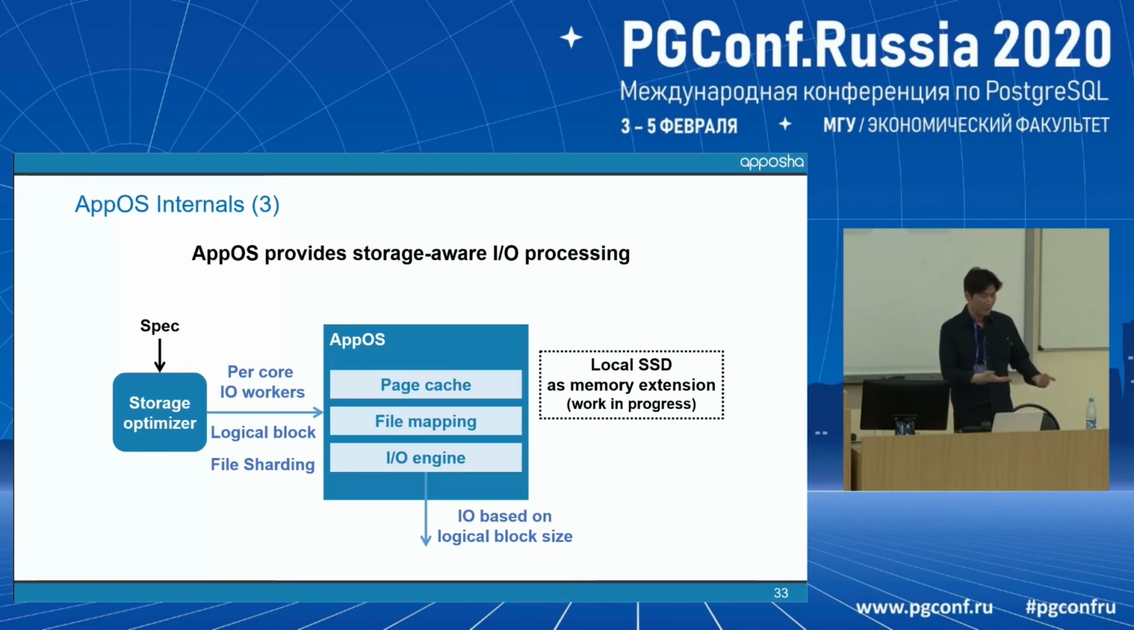So based on these specs, the storage optimizer sets how many IO workers should run on this system, based on the number of cores and the logical block size. This logical block size is the basic unit of doing IOs inside AWS. And in order to increase parallelism, we do something like file sharding, so each IO worker is dedicated to a specific file range.